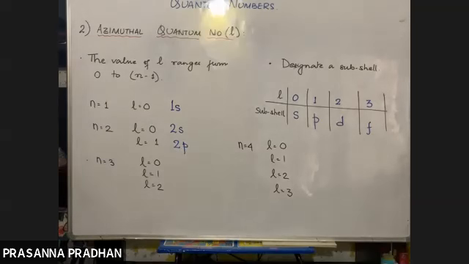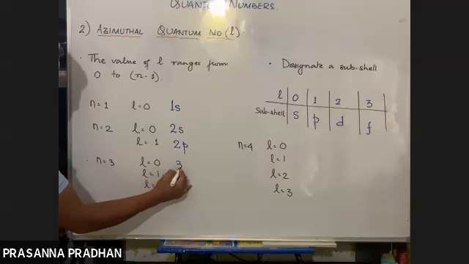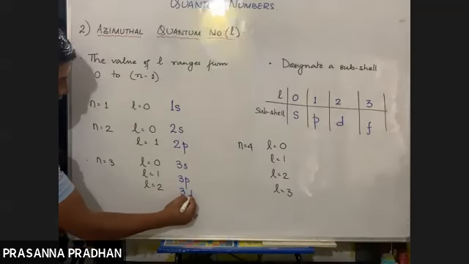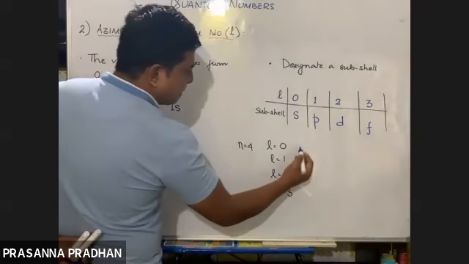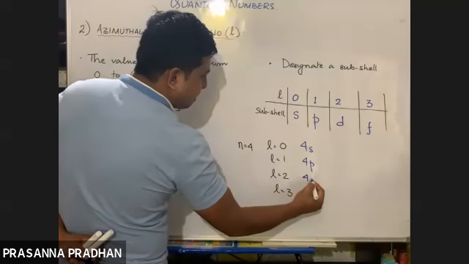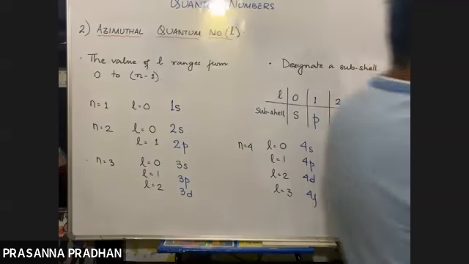Similarly, in the third shell, what do we have? 3S, 3P, 3D. Got it? Now the fourth shell: 4S, 4P, 4D, 4F, and so on.